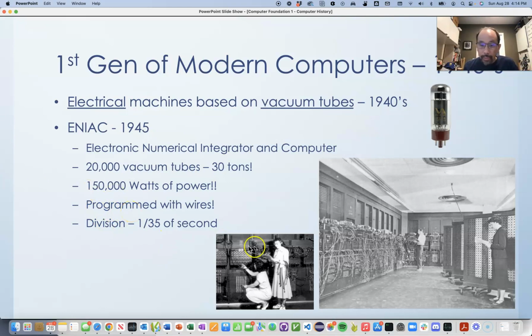This thing was programmed with wires, so you could see all these wires over here, and you see these people plugging in wires just as a way of reprogramming the computer to make it do something different. And this was an advancement. We can now do 35 divisions every second. So that was in the 1940s. So, first generation, vacuum tube.